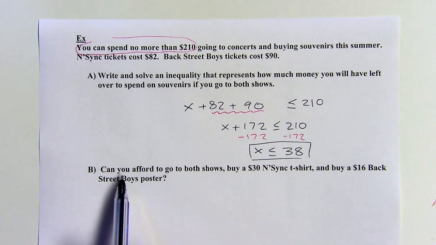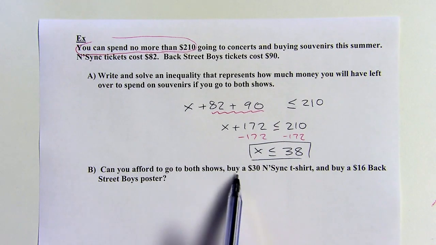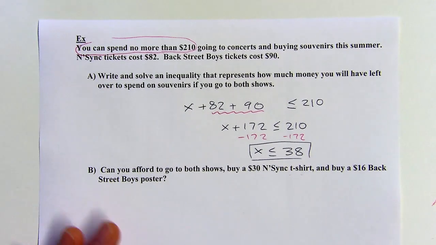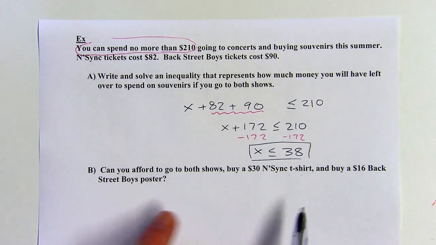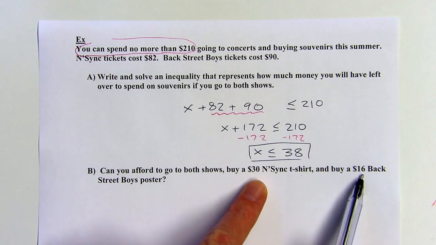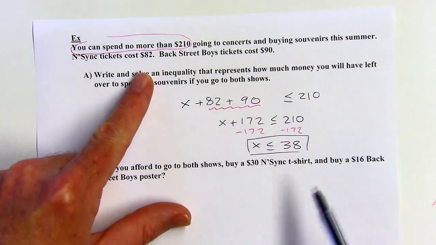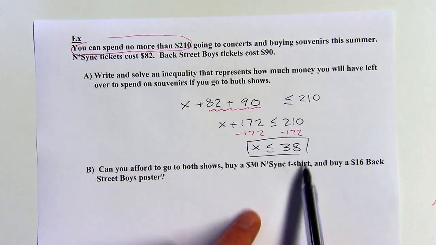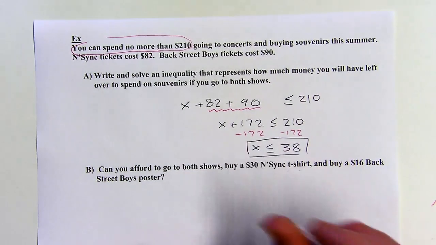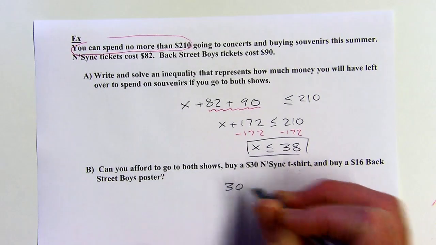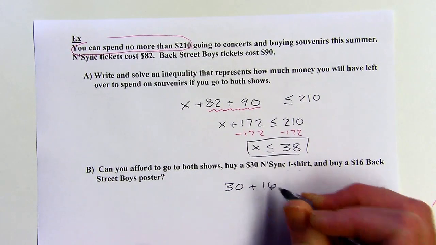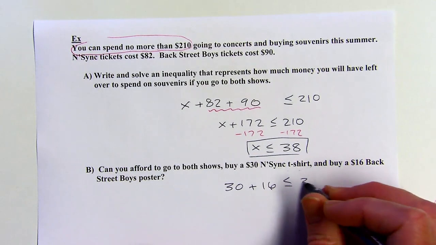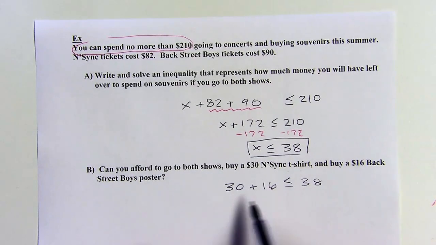Okay. Now this says, can you afford to go to both shows, buy a $30 NSYNC t-shirt, and buy a $16 Backstreet Boys poster? Okay, so I could write a big inequality with all the costs, with these two costs and the cost of the two concerts. But since I already know I have $38 left for souvenirs, what I'm going to do is take the $30 for the NSYNC shirt plus the $16 for the Backstreet Boys poster and see if that is less than or equal to 38. Okay, now just because I wrote this down doesn't mean it's true.